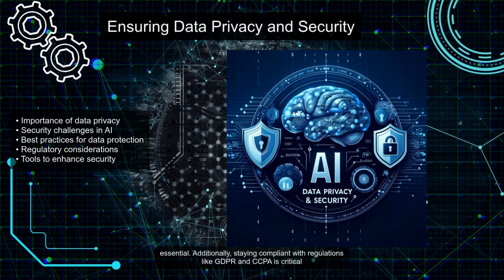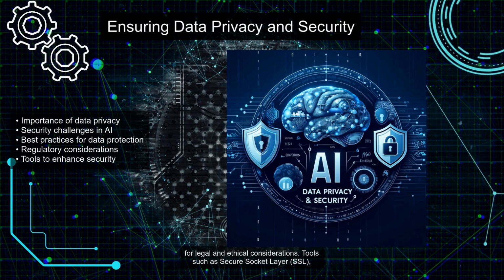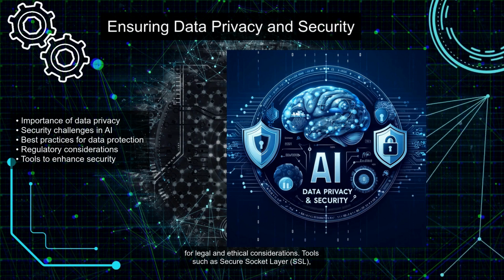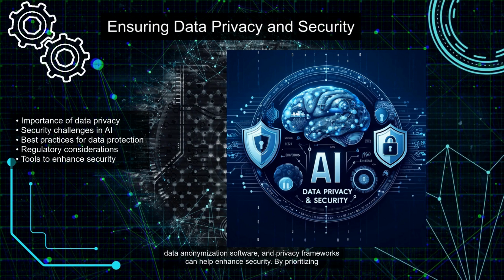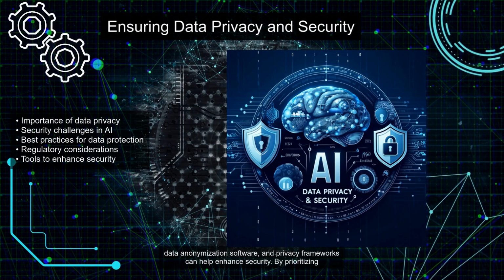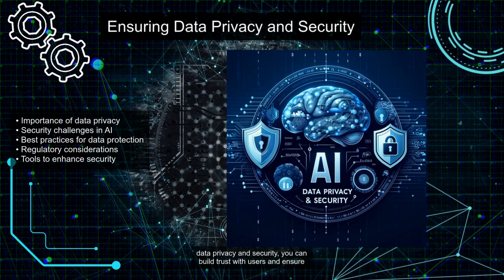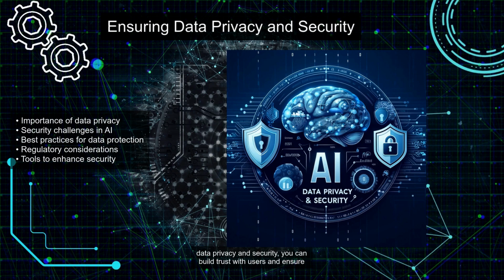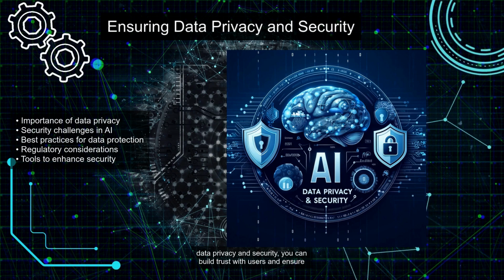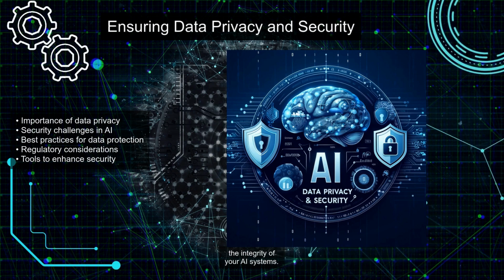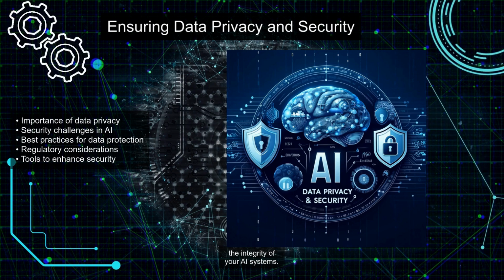Additionally, staying compliant with regulations like GDPR and CCPA is critical for legal and ethical considerations. Tools such as Secure Socket Layer (SSL), data anonymization software, and privacy frameworks can help enhance security. By prioritizing data privacy and security, you can build trust with users and ensure the integrity of your AI systems.